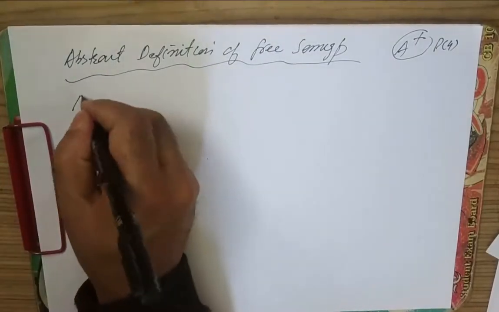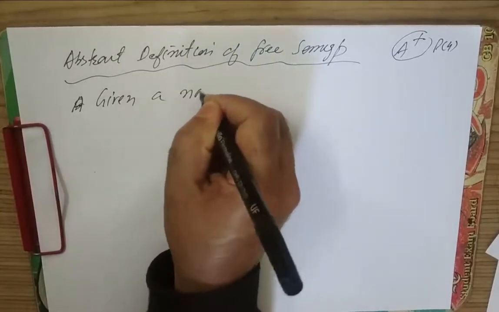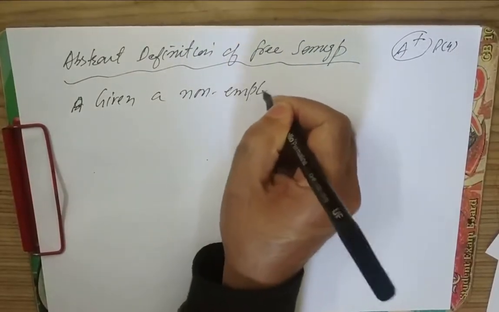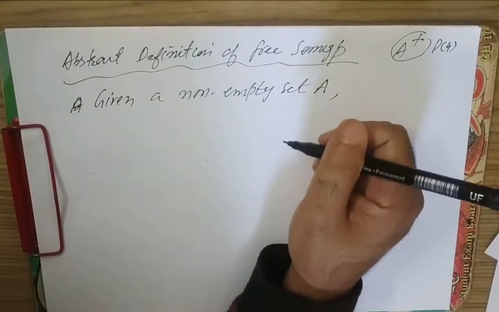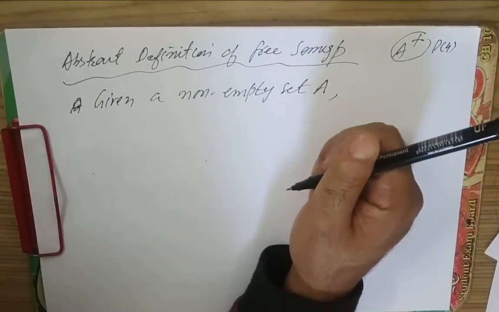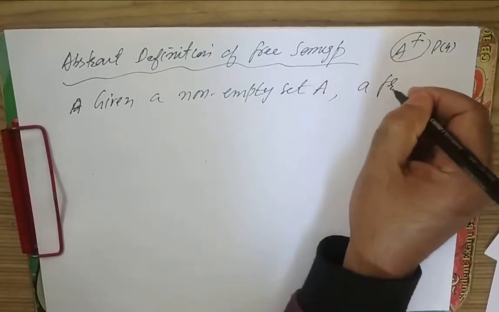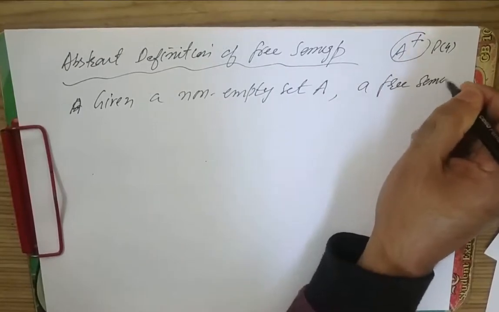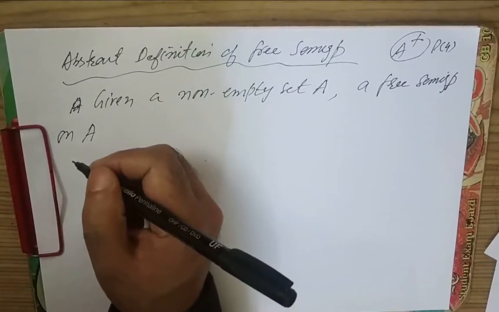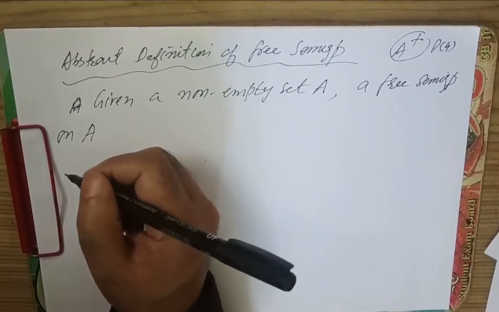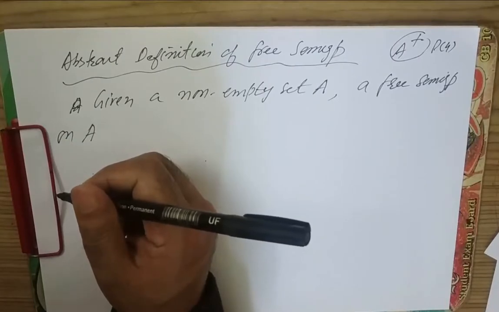Given a non-empty set A, a free semigroup on A can be defined as follows.